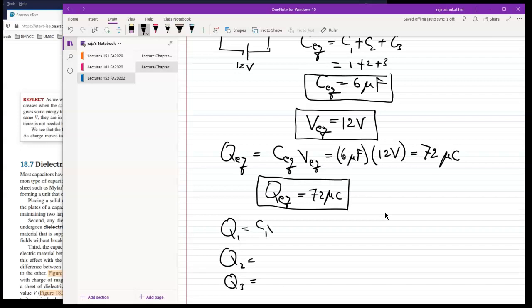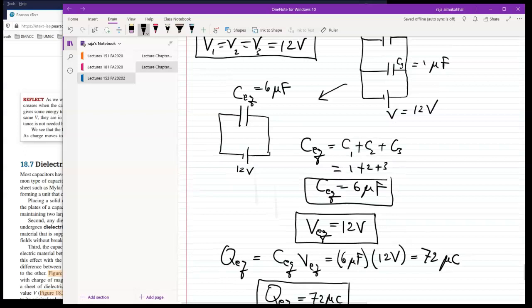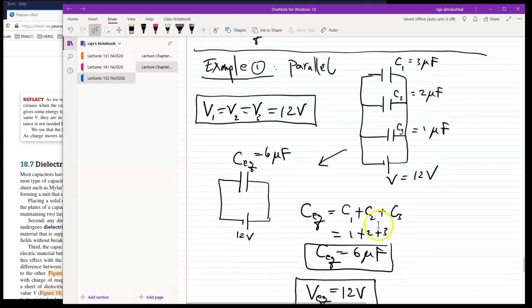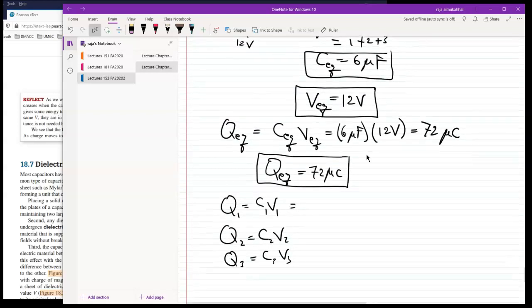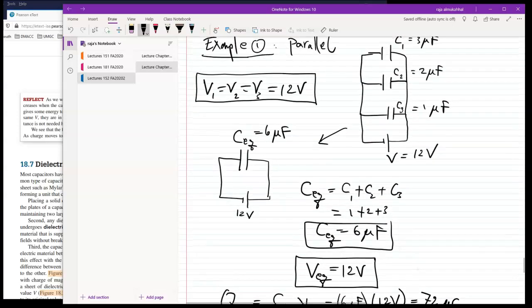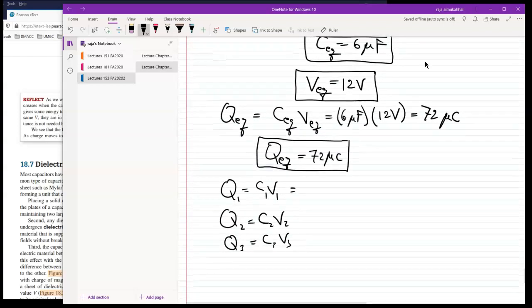Well, what is that equal to? It's equal to C1 V1, and this one is equal to C2 V2, and this one C3 V3. I already know all of them. Go back to this box equation right here. I know already what V1, V2, and V3 are, and I know what C1, C2, and C3 are, so I can easily find it. So Q1 is C1 V1. What is C1? C1 is 3 microfarad, so it's going to be 3 micro times V1, which is 12. And that will be 36 microcoulomb.